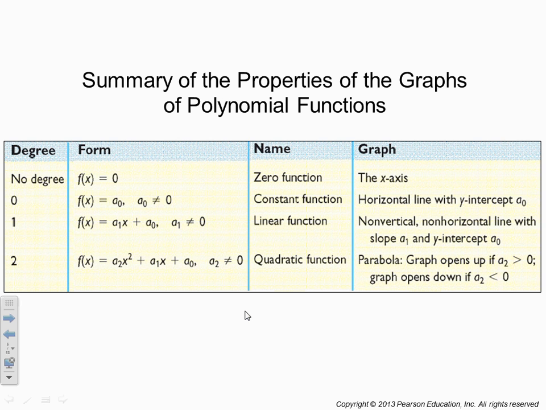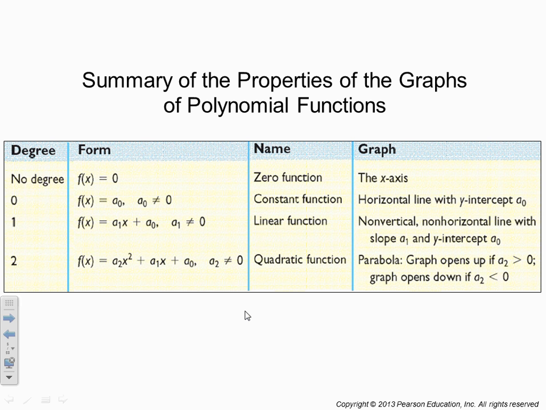All right. So let's summarize what we know about the graphs of polynomial functions. This is what we've studied so far. So a 0 function, f of x equals 0, has no degree. And it's the x-axis on your graph. A 0 degree polynomial is a constant function. F of x equals some number as long as it's not 0. And that's just a horizontal line that crosses the y-axis wherever your constant is. So we had f of x equals 5, so it would cross at 5. F of x equals -1 would be a horizontal line crossing at -1.